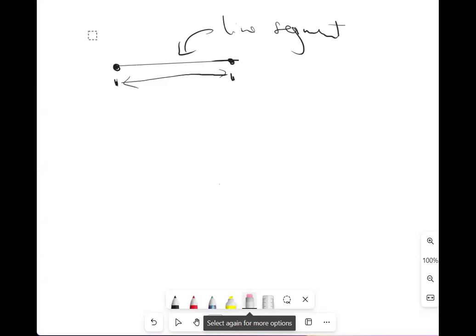Right? So if it connects A, which is a point, so we just talk about points, and B is a point, and there's a connection here with the line. Because this line doesn't extend infinitely in both directions, you say it's a line segment. It's just a piece of a whole big long line, right?